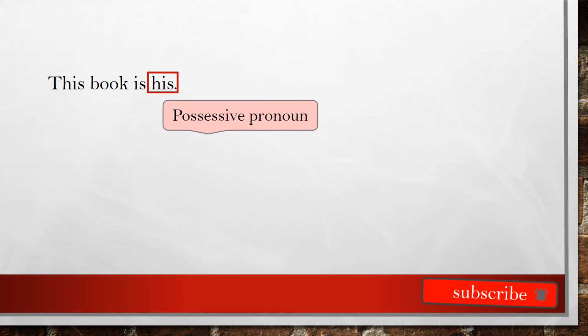This book is his. In this, his acts as a possessive pronoun. Let's look at the next sentence. This is his book. In this, the book is a noun which is described by the term his. So, his acts as a possessive adjective in the second sentence.